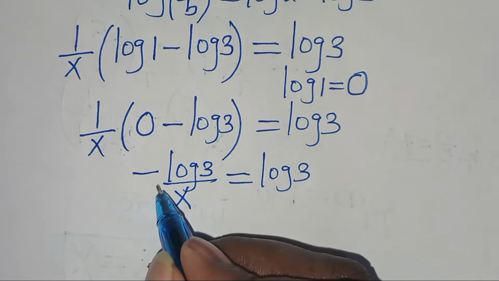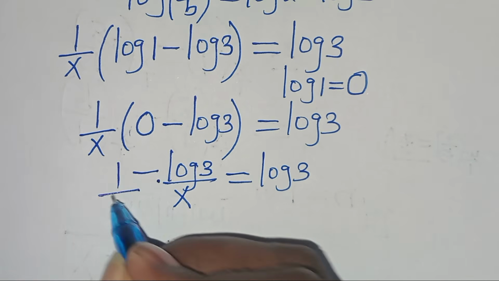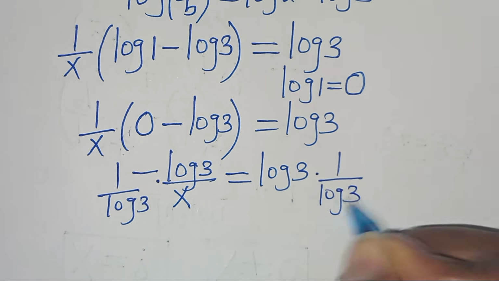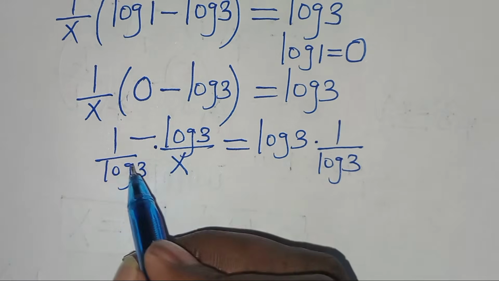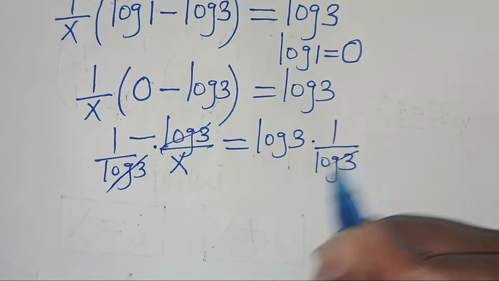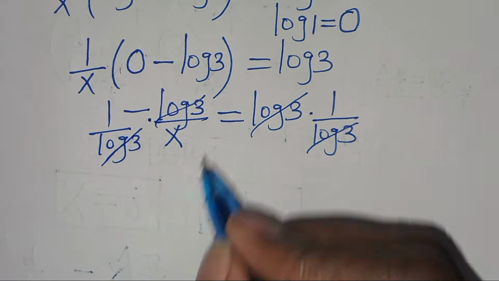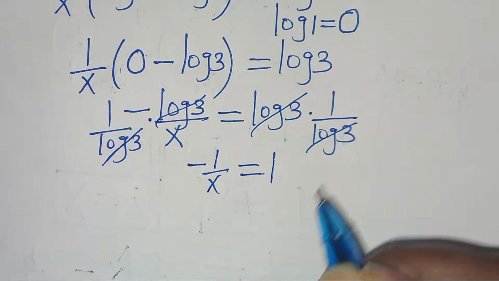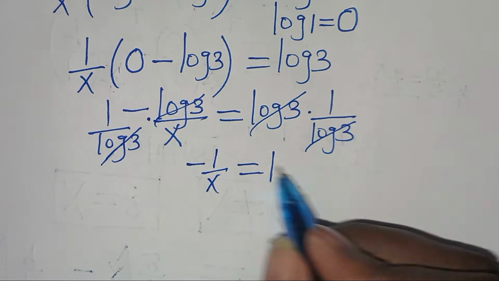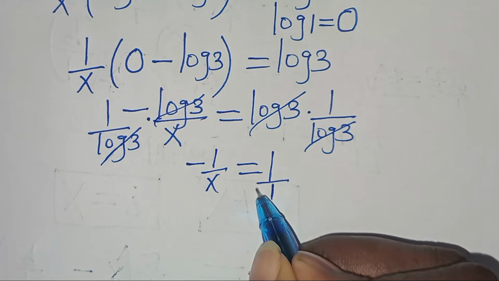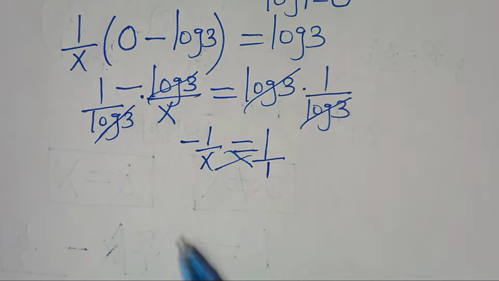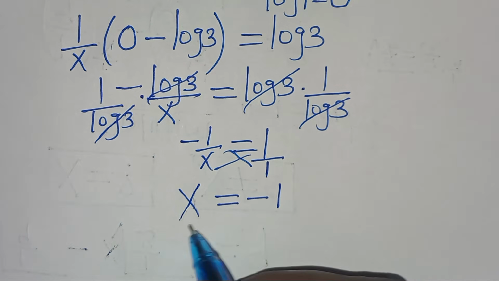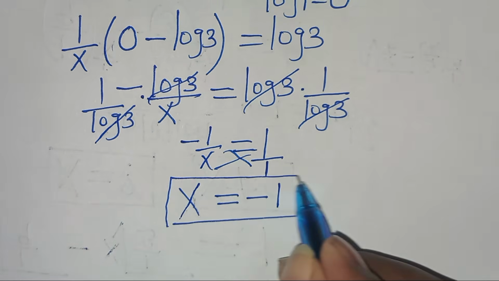So let's multiply both sides by 1 over log 3. Then times here 1 over log 3. So log 3 and log 3 here simplify, so that we have minus 1 over x. This is equal to 1. So we have that 1 is our number, so this is over 1. So let's cross multiply here, so that now we have that x is equal to minus 1. So we have that the value of x here is minus 1.